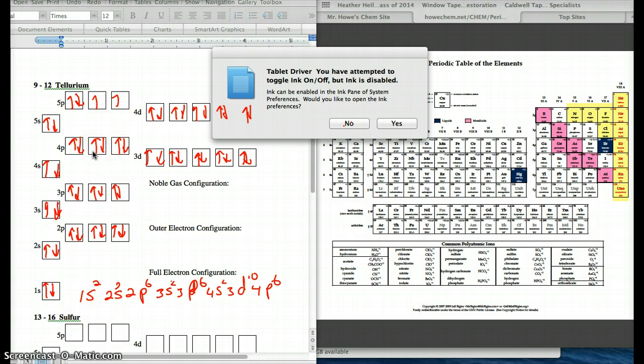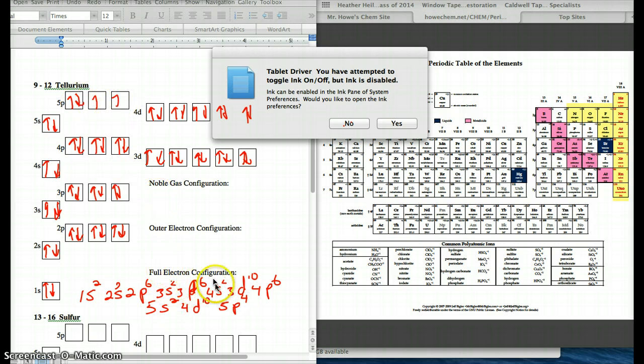And I'm going to go to then 5s, 4d, 5p. So come on down here. After 4p6, 5s2, 4d10, 5p4. There are only 4 up here in the 5p.